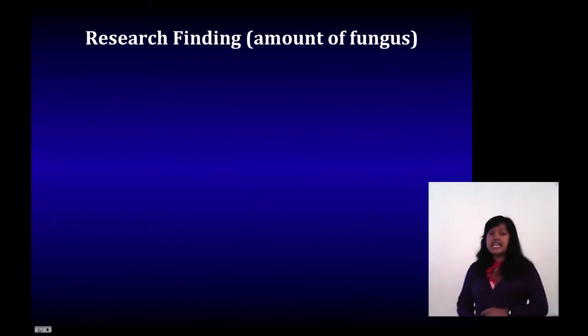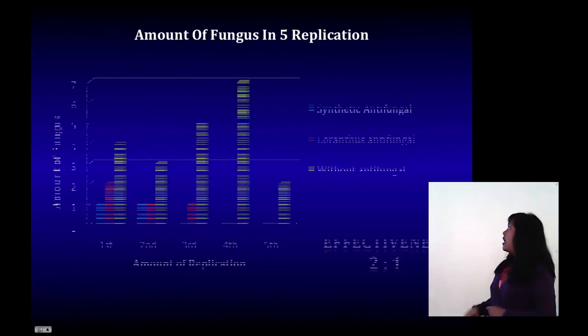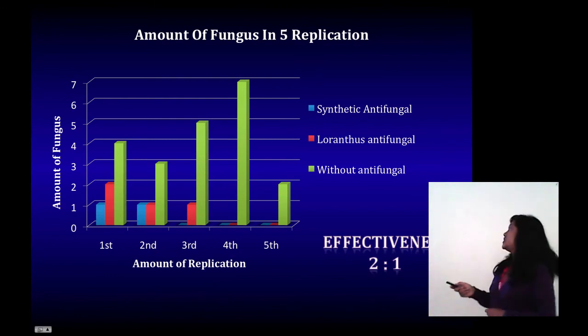So, this is my second research. The amount of fungi in 5 replication, we do 5 replication, and then the blue one, this is the synthetic, red one is loranthus antifungal, and then the green one we do without antifungal. The effectiveness is 2 by 1. 2 is for the synthetic antifungal, but 1 is for the loranthus antifungal.